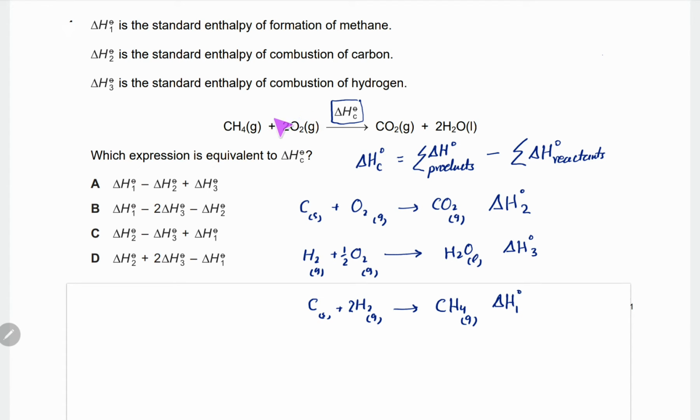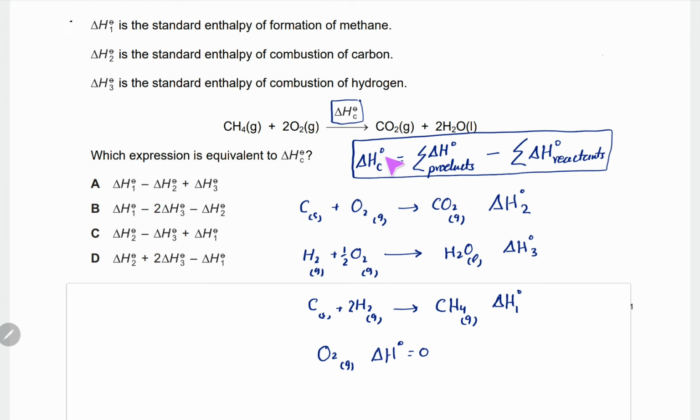The next species in the reactants is oxygen. And remember, all elements in their standard states, so oxygen gas is in its standard state, have the enthalpy of formation 0. So now we have all these values here. We'll put these values in this equation, and then we will match it to the choices.